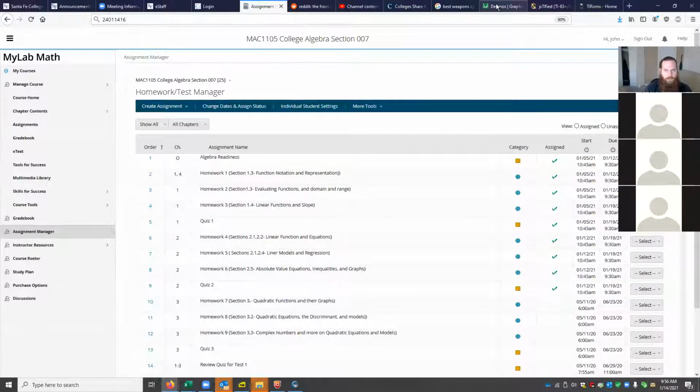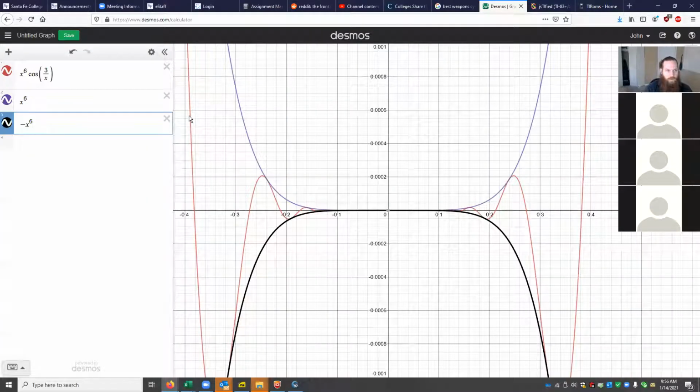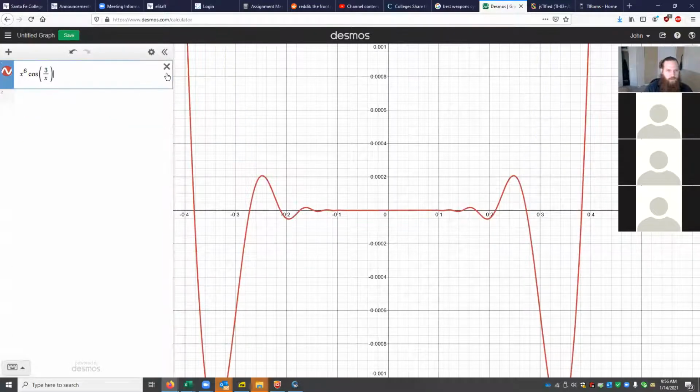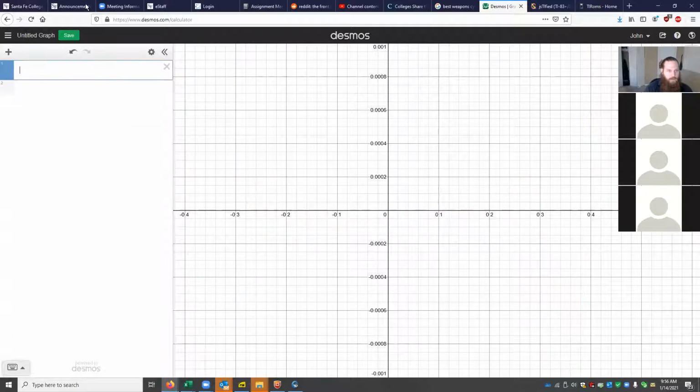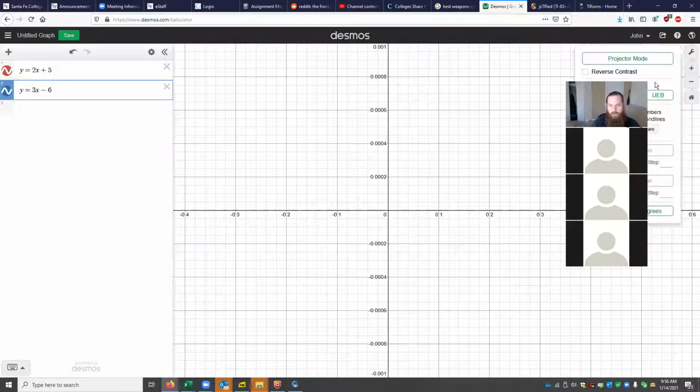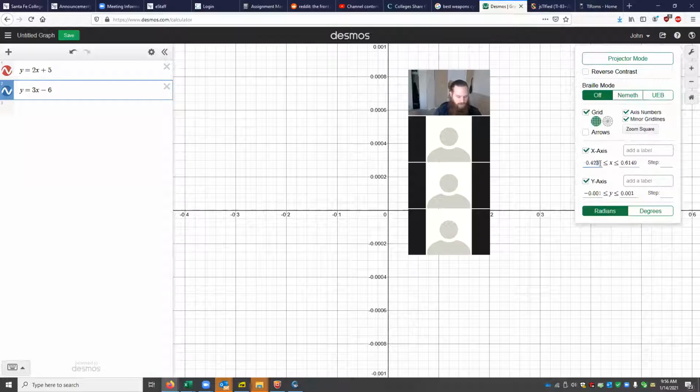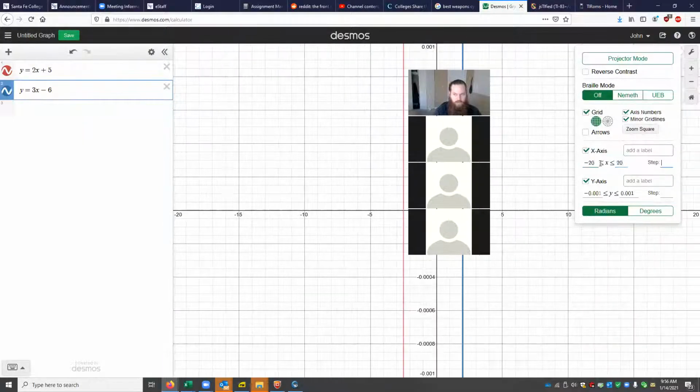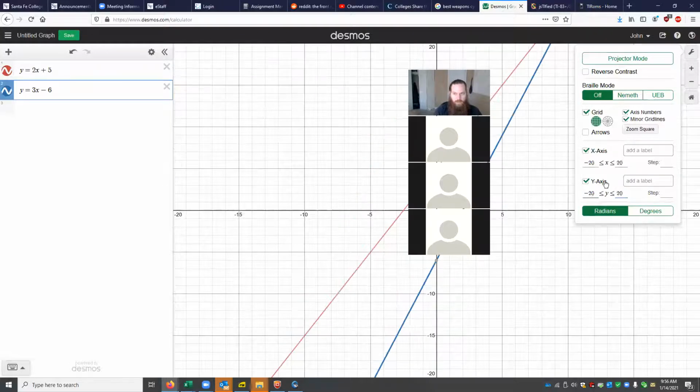We'll come over to Desmos here. I don't want to waste class time hunting through the homework for that particular problem. So let's graph y equals 2x plus 5, y equals 3x minus 6. And then I'm going to have to reset my axes here because I was doing something funny for my calculus classes. Here we go.